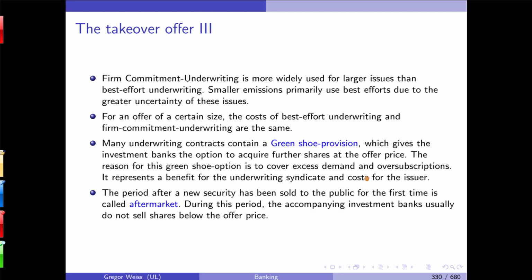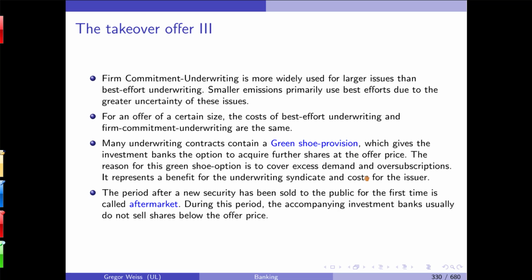So firm commitment underwriting is more widely used for larger issues than best effort underwriting. Smaller emissions primarily use best efforts. Why? Because the investment banks are not so desperate to do a firm commitment when it comes to smaller issues. They will just say, okay, we'll try our best and we'll get a small fee and small commission for each share sold.